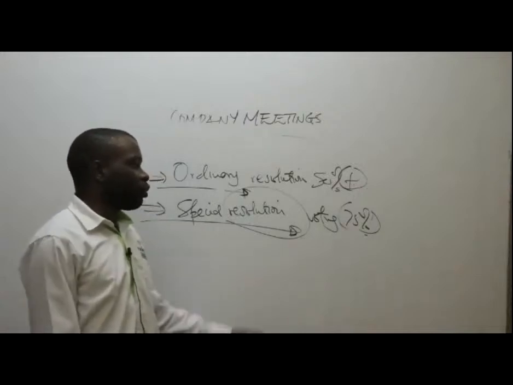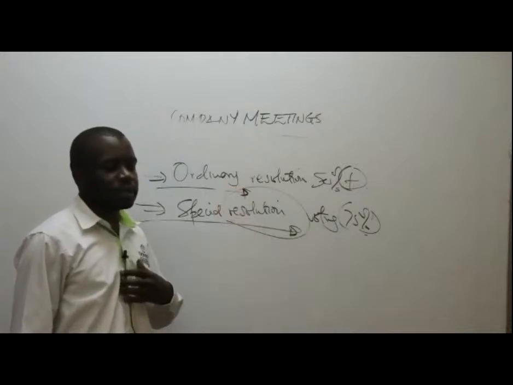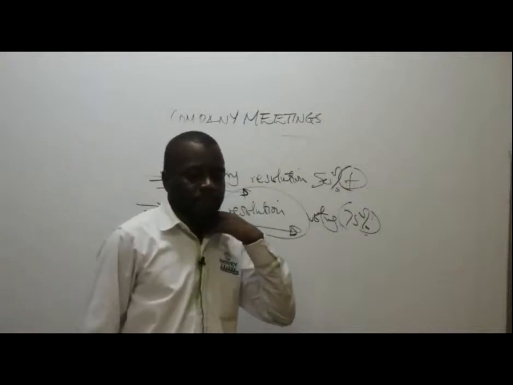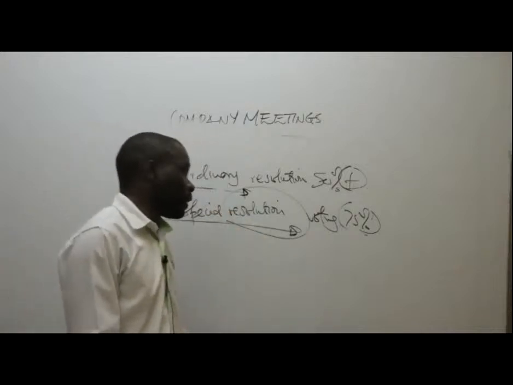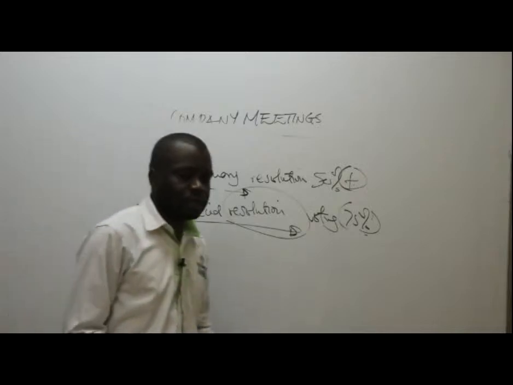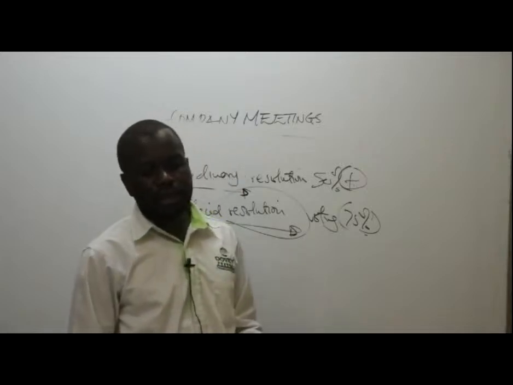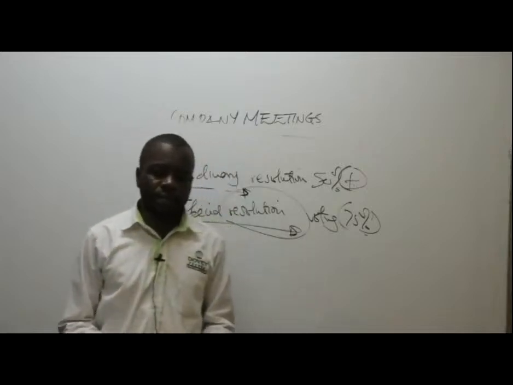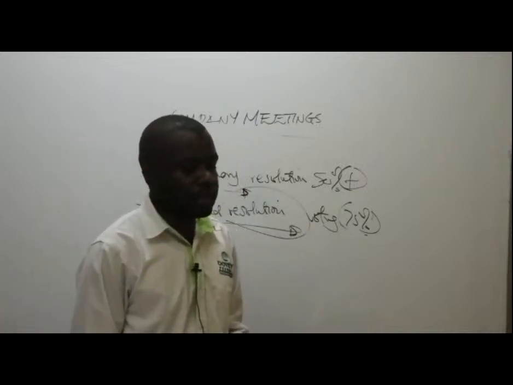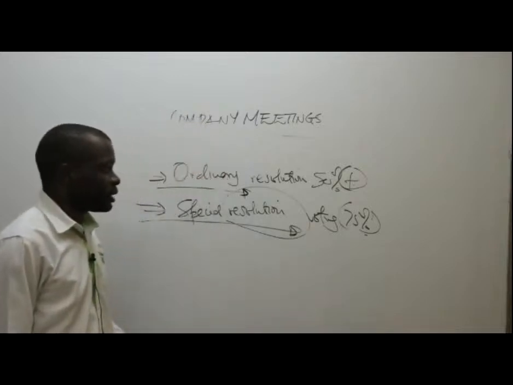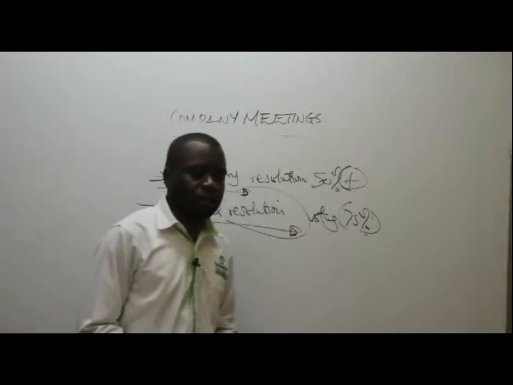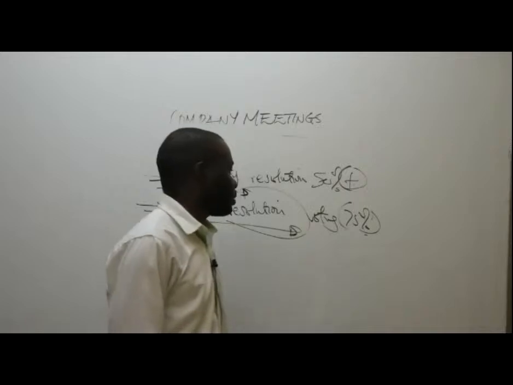Some of the matters that just require an ordinary resolution are mostly the ones we've talked about under the AGM. For example, approval of the annual books of accounts just requires a simple majority, nothing special about it. Appointment and reappointment of directors just requires a simple majority. Appointment of auditors just requires a simple majority. Approval of the annual dividends just requires a simple majority. It doesn't require a special resolution.